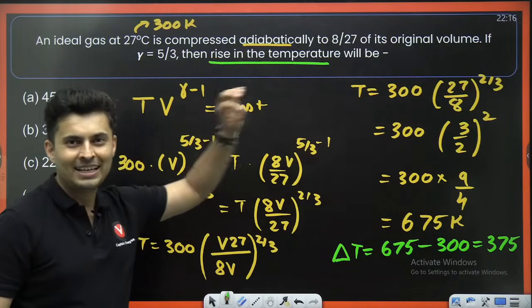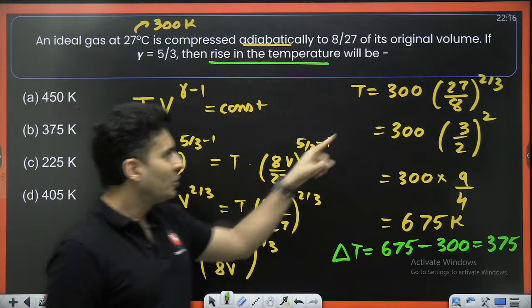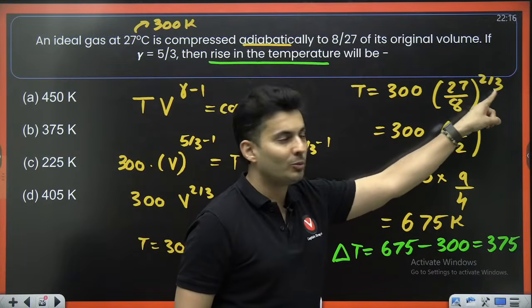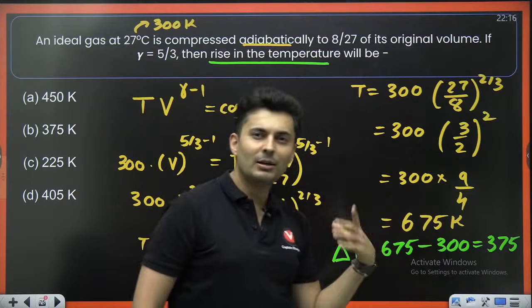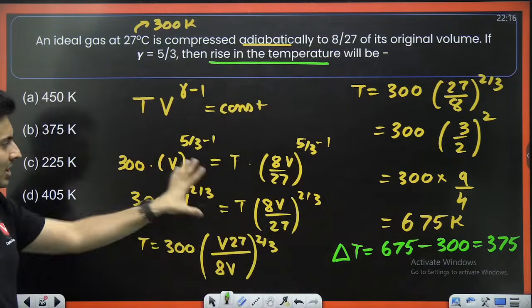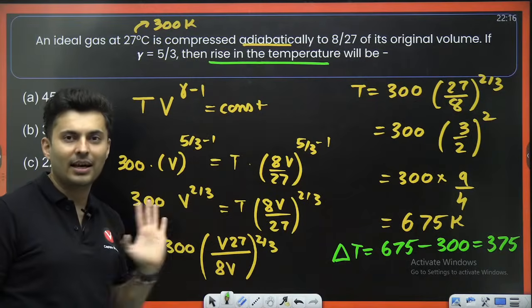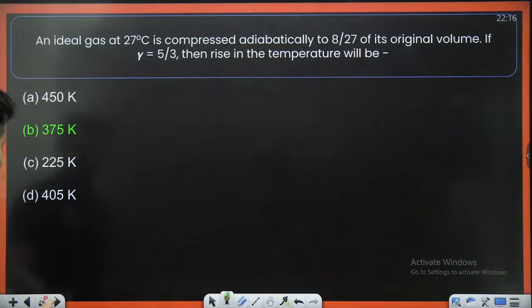Simple algebra and powers you should know. So here, the cube root of 27 is 3 and the cube root of 8 is 2. Then I will square it. It becomes much easier. So you just have to be careful in the calculations and the algebra part. Nothing else is difficult here.